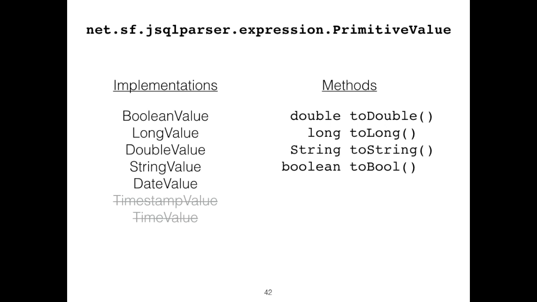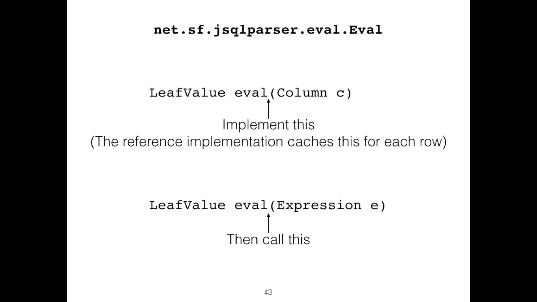Right. So how do you go from an expression to a primitive value? Now, normally I'd have you implement this yourselves, but given the amount of time that you have available, we're actually going to give a solution to you. There is a class called eval in JSQL parser. And the way this works is that there's a method called eval, and that should be a primitive value. You give it an expression, and it gives you back a primitive value.